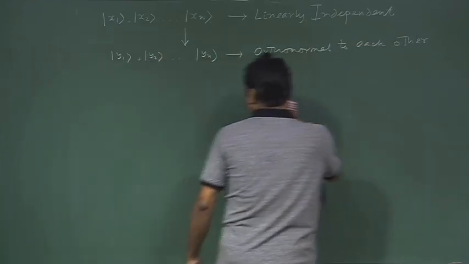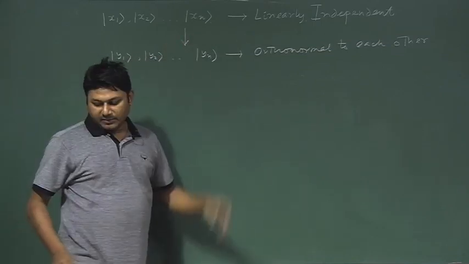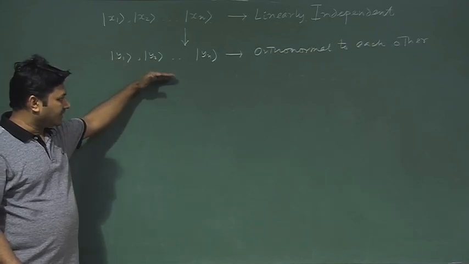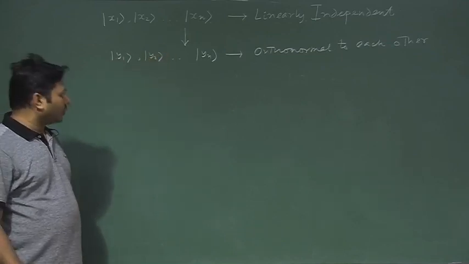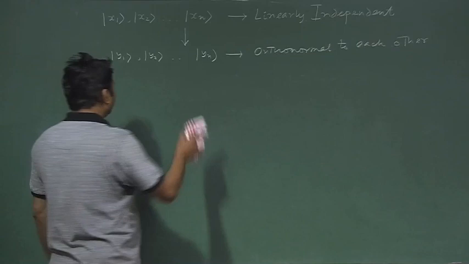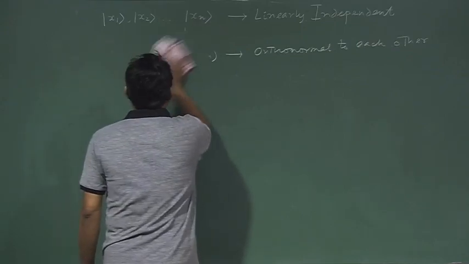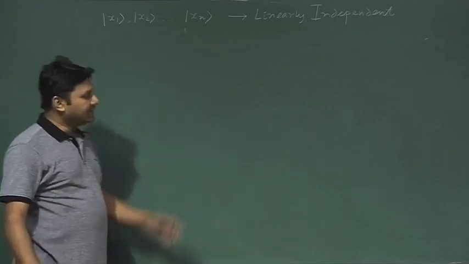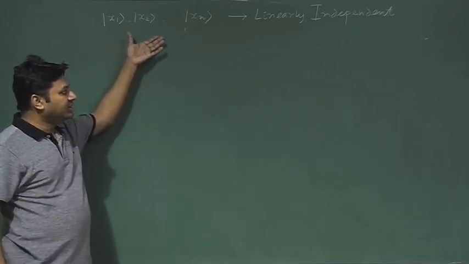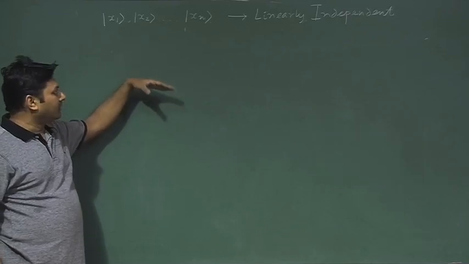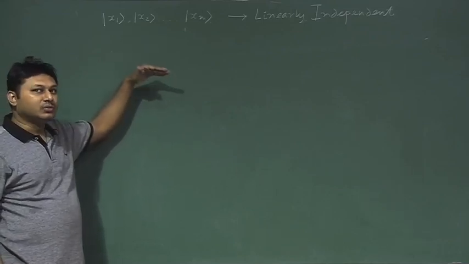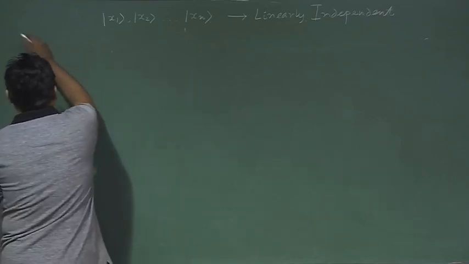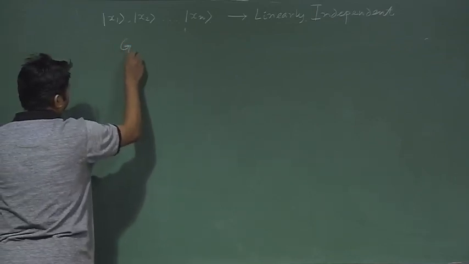So the question is, if a set of linearly independent vectors is given, is it possible to find an orthonormal set of vectors from that? So that is the problem. Let us see whether it is really possible or not. So x1, x2, xn is given, and using these linearly independent vectors, I am going to find a set of vectors which are orthonormal to each other. This process, by the way, is called Gram-Schmidt process.